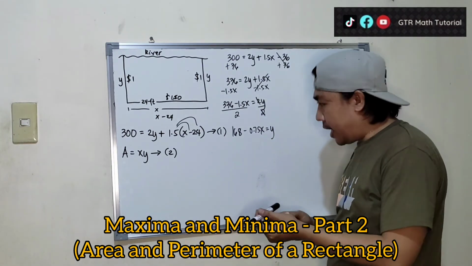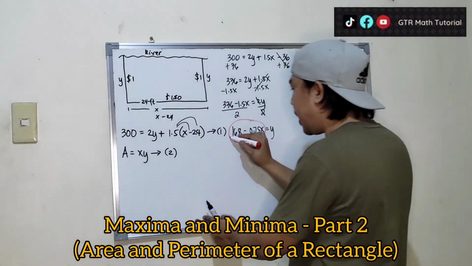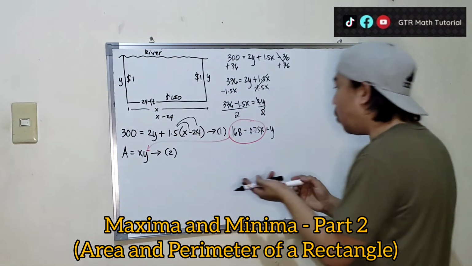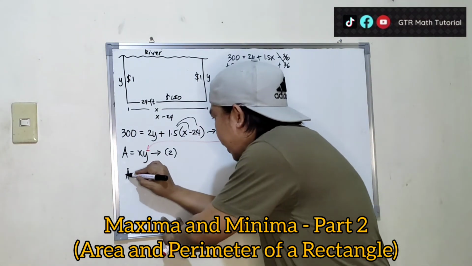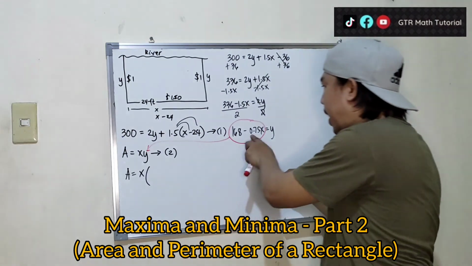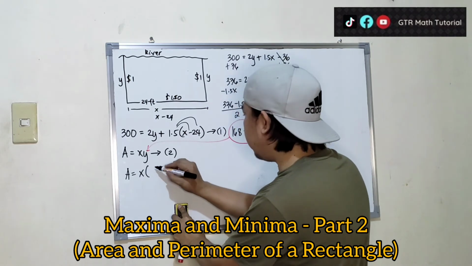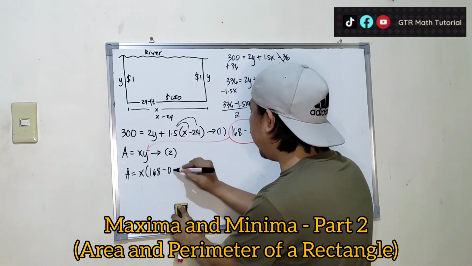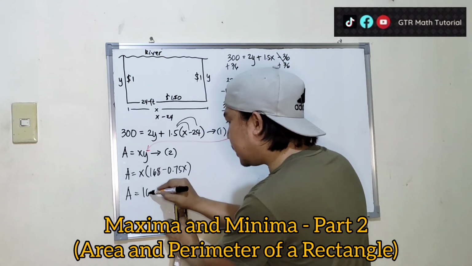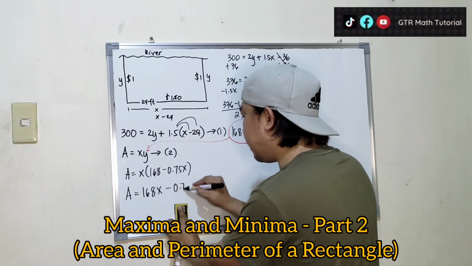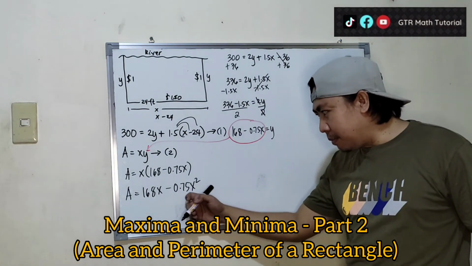So that is what we will substitute. The value of y is 168 minus 0.75x. Substitute it here in y. Okay? So substitute. So we have A equals x times the value of y. So x times 168 minus 0.75x. So just simplify. A is equal to 168x minus 0.75x squared.